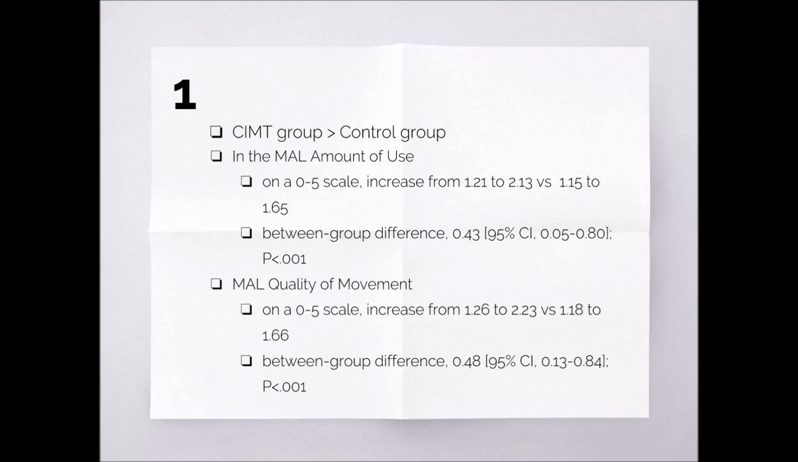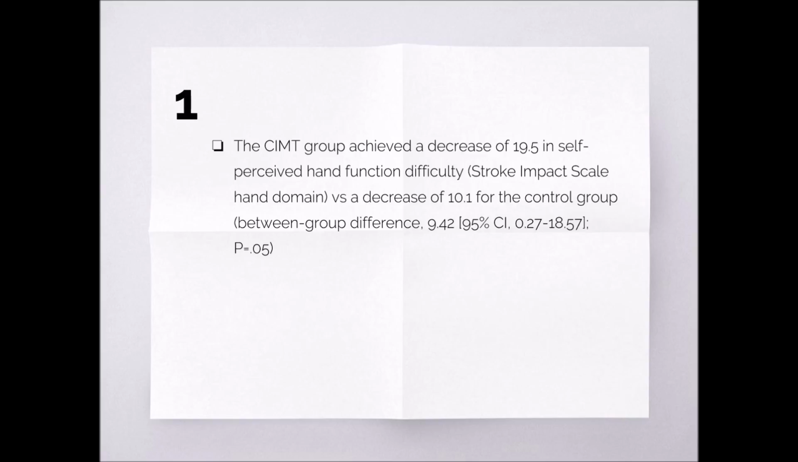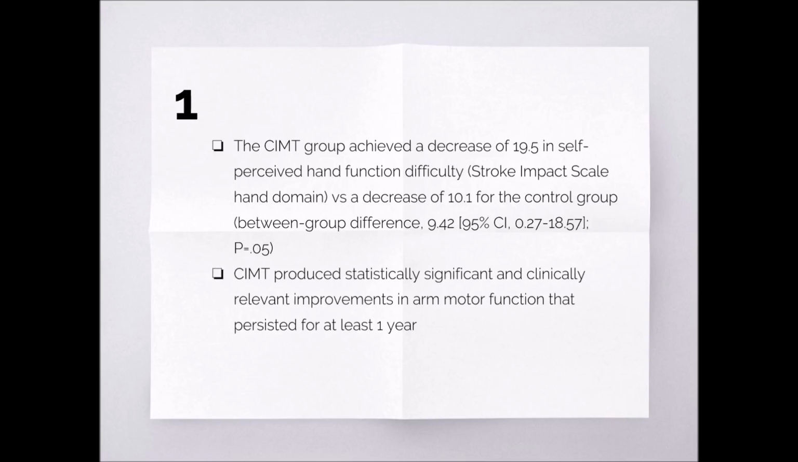MAL quality of movement. On a 0 to 5 scale, an increase from 1.26 to 2.23 was noted versus 1.18 to 1.66. The between group difference is 0.48. The P is less than 0.001. The CIMT group achieved a decrease of 19.5 in self-perceived hand function difficulty, stroke impact scale hand domain, versus a decrease of 10.1 for the control group. Between group difference, 9.42. P is equal to 0.05.